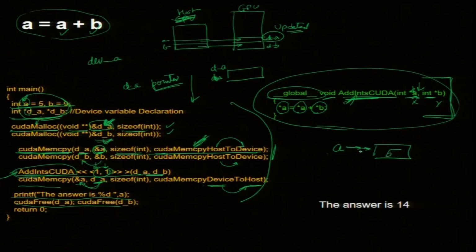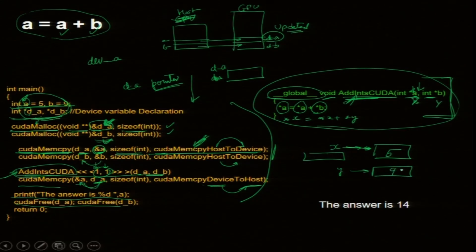Well, let me use x and y instead. So, this will be star x equal to star x plus star y. Call it x is the address. When I put an arrow, that means this is an address. It would be a very big number. Y is also an address, and at that location the number stored is 9.